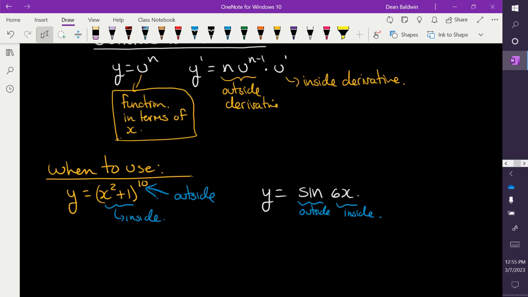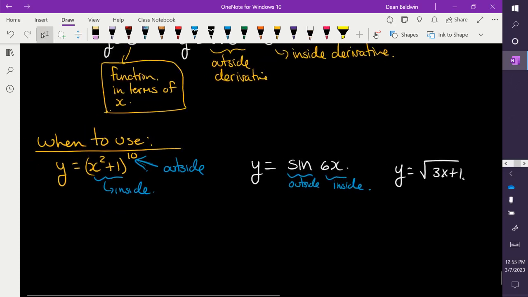And then another example would be root 3x plus 1.